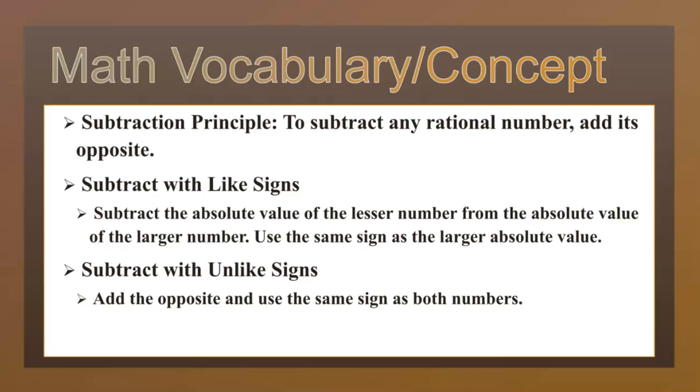But anyways, we're going to subtract the absolute value of the lesser number from the absolute value of the larger number and use the same sign as the larger absolute value. So this is going to be like the opposite of what you did with addition. And then subtract with unlike signs, you're going to add the opposite and use the same sign as both numbers. Both of these rules, it's going to make sense once you see some of the examples.